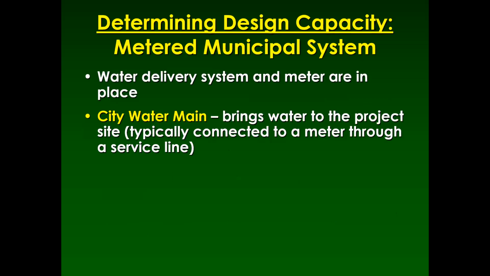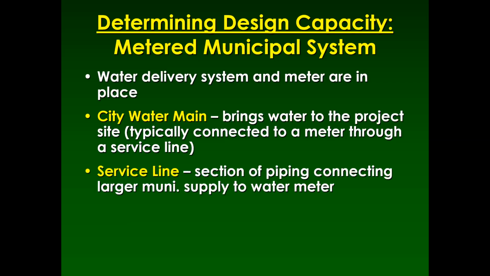So determining design capacity. So we're going to do everything based on our metered municipal system, because that's kind of the easiest thing to calculate, because it's a given. It's what we already know. So our water delivery system and meter are going to be in place. We're also going to have a city water main, which is going to bring water to our project or the site, and it's going to be typically connected to that meter through that service type line.